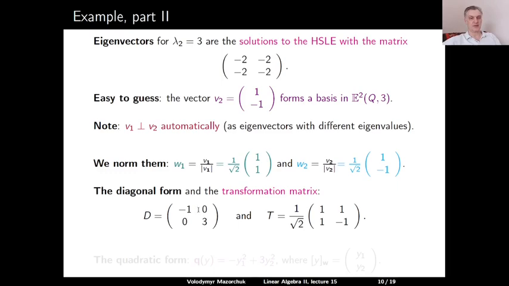So the diagonal form of our symmetric linear operator is the matrix minus 1, 0, 0, 3. So this is a diagonal matrix with our eigenvalues on the main diagonal. And the transformation matrix is 1 divided by the root of 2 times the matrix 1, 1, 1, minus 1. So the expression for our quadratic form in this orthonormal basis will be minus y1 squared, this is this term, plus 3 times y2 squared, where y, which is equal to (y1, y2), so these are the coordinates of the vector y in the basis w1, w2.